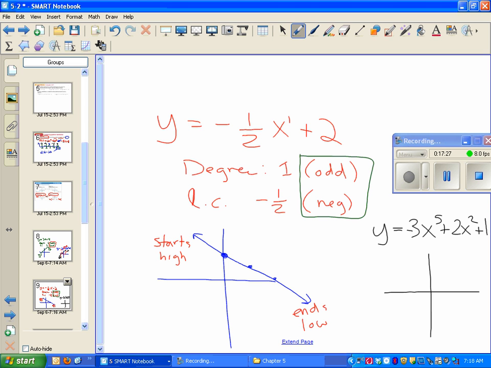Then let's change this to a negative so it can follow the same pattern as our example. So our leading degree is 5, which is an odd function, and our leading coefficient is negative 3, which is negative. So it's going to start high. It may do this or this. Again, it follows the same pattern as a negative slope where it starts high and ends low. The middle looks a little different.